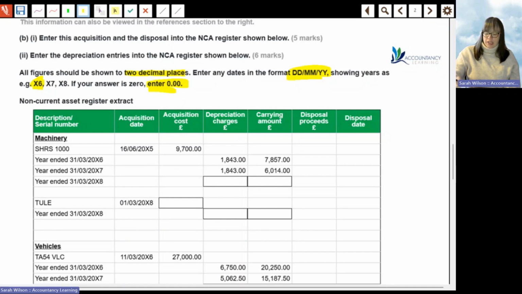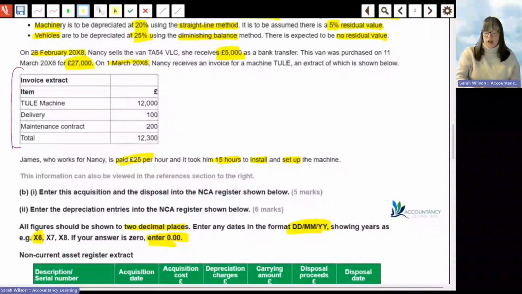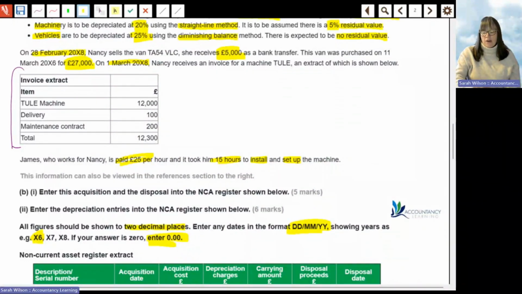And it's important you follow that so that you pick up the marks. So let's look at the acquisition first then of the machine. So we're given an invoice extract here, and we've got a machine cost of 12,000, which we're going to capitalise. Now, we also include the delivery because we need to make sure that we capitalise all the costs that are related to the purchase of the machine and getting it to its location and available to use. So we wouldn't be able to do that without the delivery.